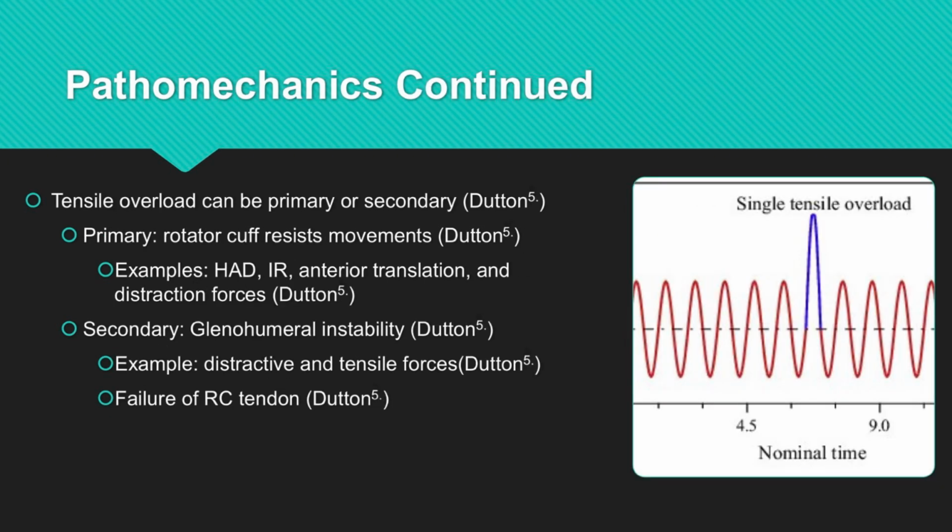Next is tensile loads, or tensile overload, which is also primary and secondary. Primary is when it resists the rotator cuff movements, which would be horizontal adduction, internal rotation, anterior translation, and other distraction forces. Secondary is due to a lot of distractive and tensile forces, which causes failure of the rotator cuff tendons.